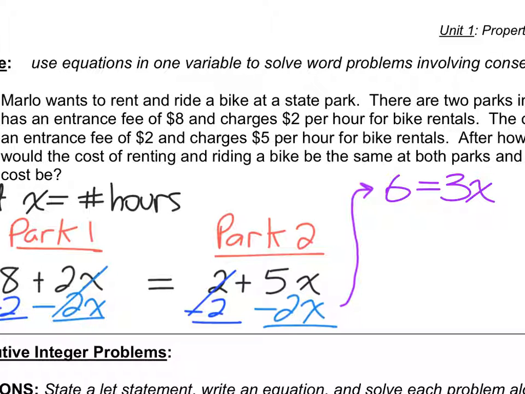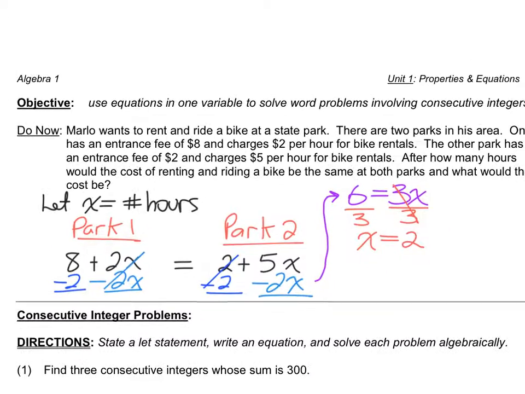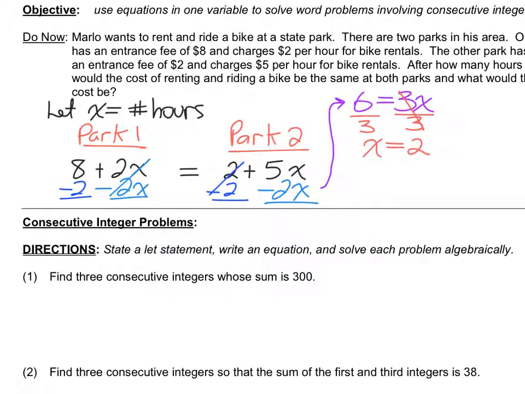Now I do what? Divide by the 3. And we got x equals 2. And again, we need a statement of what that 2 really means. I don't want to just say x is 2. It's got to be some sort of indication, right? So a brief statement, what would that statement be? After 2 hours, the cost is the same. Very good.